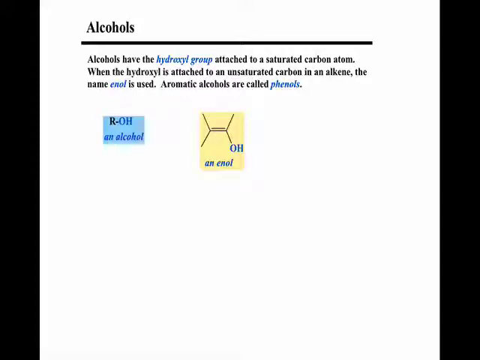But we can have other types of quote-unquote alcohols. We can have enols, where the OH is attached to an alkene. We talked a little bit about those last semester. They are not particularly stable, and they tend to undergo tautomerization. Does everybody remember that word? What does it mean to tautomerize?